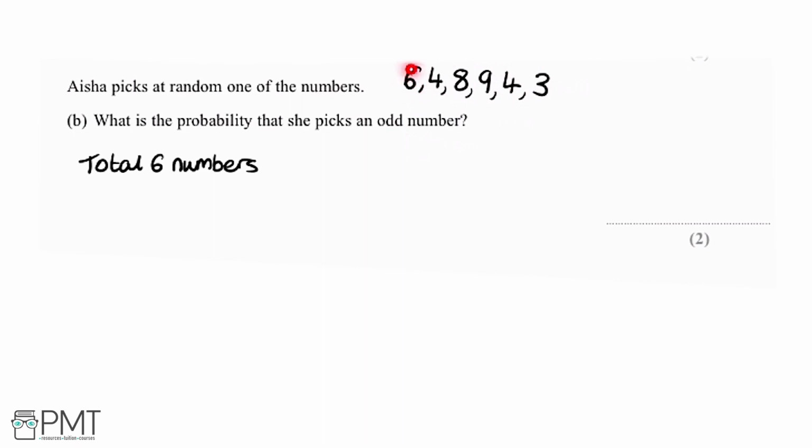So is this one odd? Nope, nope, nope. Yes, no, yes. So only 2 of the numbers are odd. We've got 9 and 3. So we've got 6 numbers in total with 2 of them being odd.